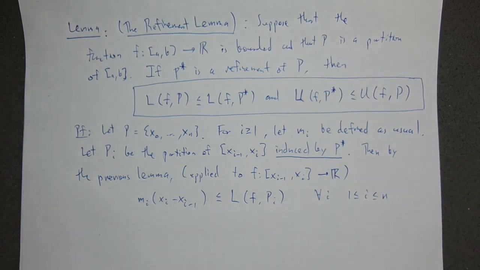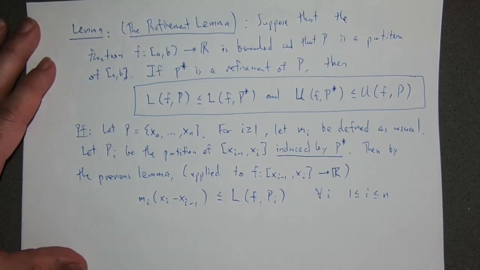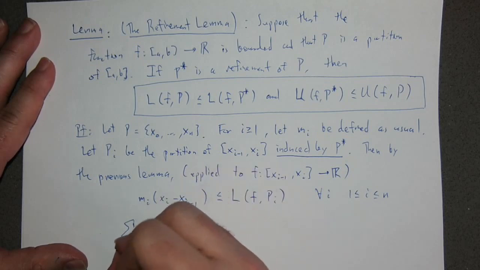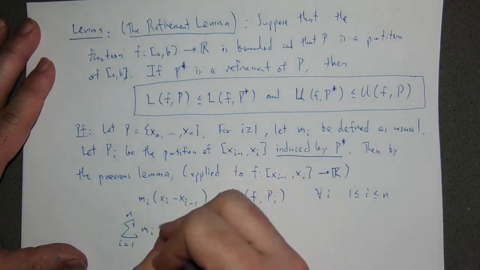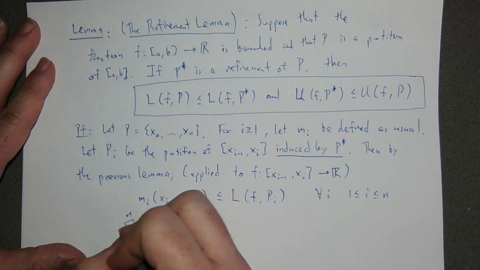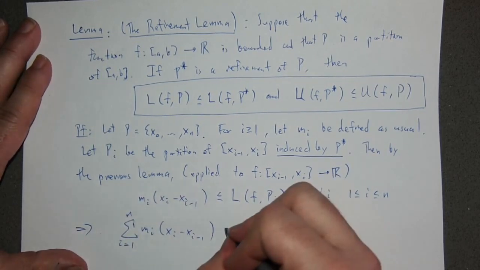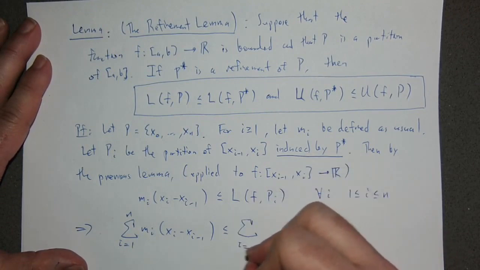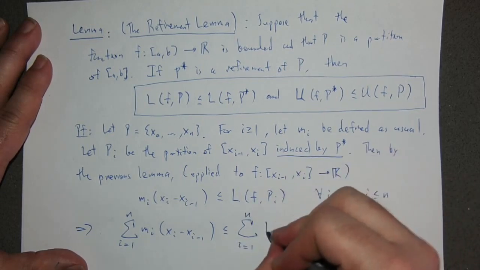Okay. But I can just slap sum signs here. Right? So if I slap sum signs here, i going from 1 to n, I get this on the left. So on the left I get this sum, and on the right I get the following sum. And of course, this inequality is respected because I'm just summing these things.